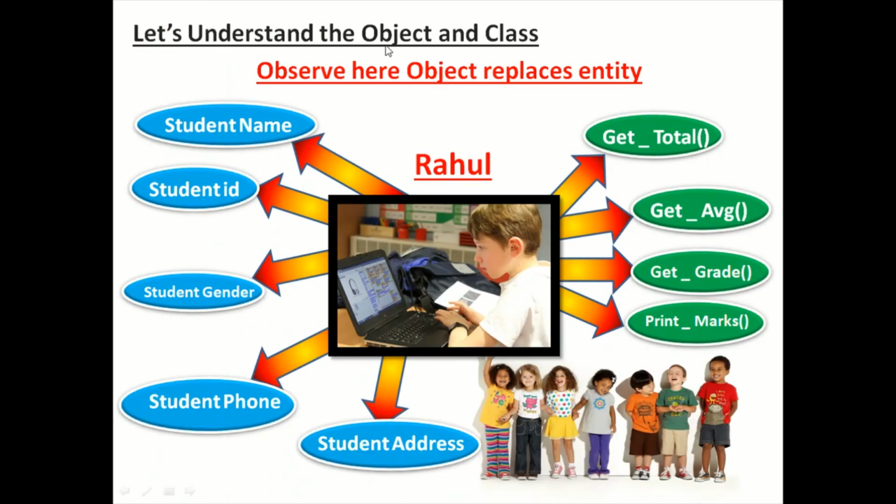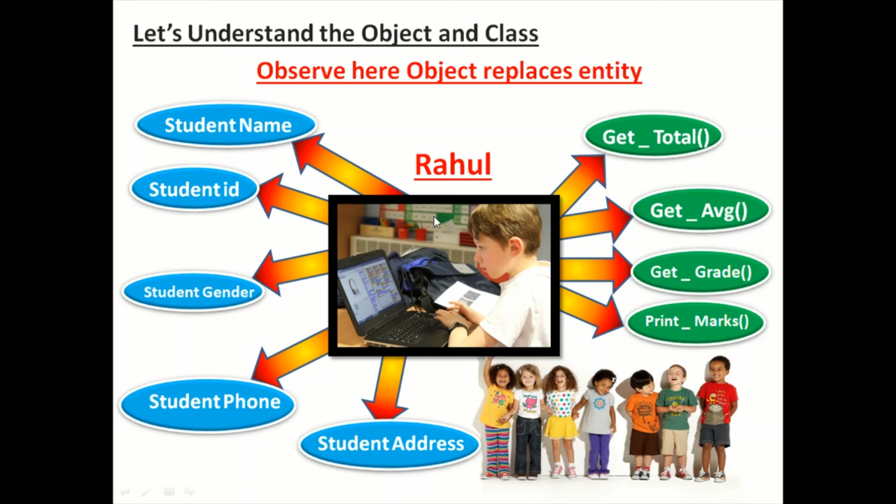Now, let us understand object and class. What is an object and what is a class, with the help of this diagram. Observe here, object replaces entity. As I already told you, an object is nothing but an entity. In the entity relationship model, we store all our information in the form of entities. In the object-oriented model, we store all the information in the form of objects.